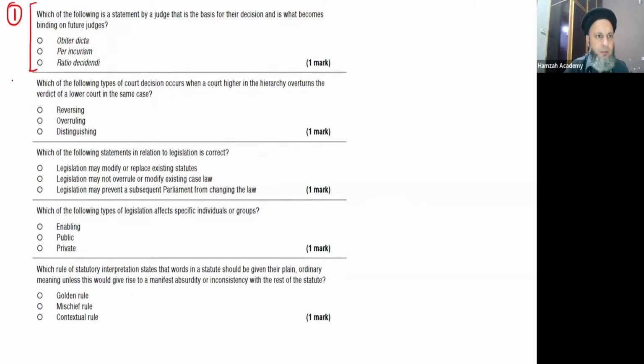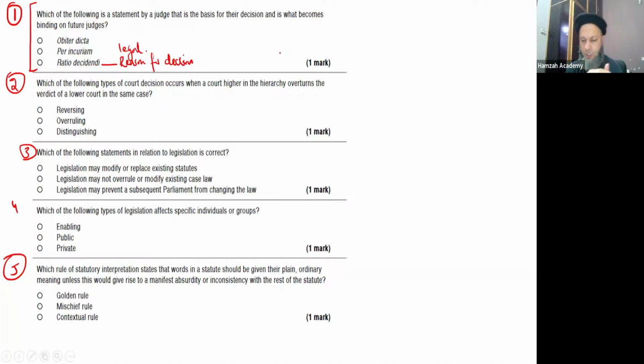This I will explain. You do this. Okay. These three terms that you need to remember: obiter dicta, per incuriam, and ratio decidendi. Ratio decidendi means reason for decision, or the legal reason for decision. Whenever a judge has to write a decision, he takes it from a precedent or a common law or a statute.